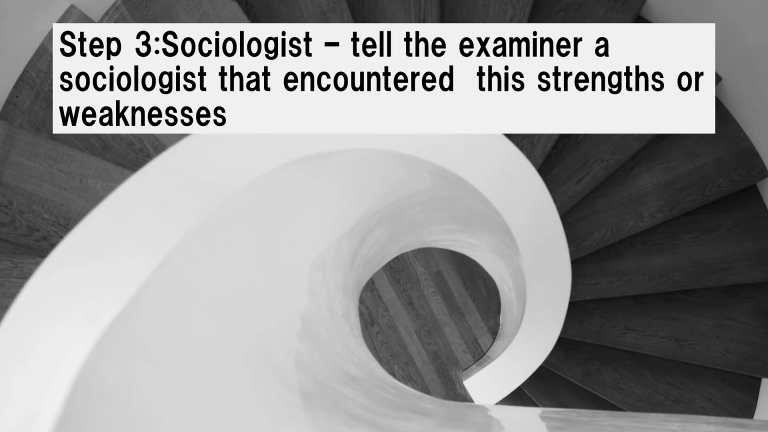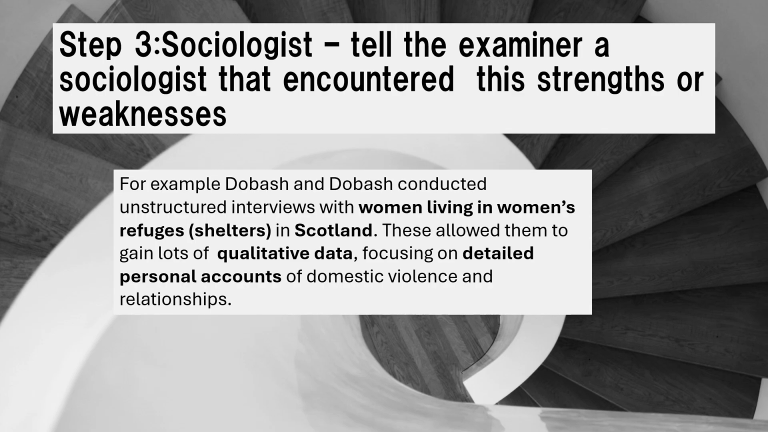Now, lots of students would just stop there, and lots of students are unable to bring in an example of a sociologist who was able to look at a complex social behaviour and get a really deep understanding. So tell the examiner a really good example. And Dobash and Dobash are brilliant for this, because Dobash and Dobash are feminists who looked at the complex behaviour of abuse, domestic abuse. So I've put, for example, Dobash and Dobash conducted unstructured interviews with women living in refuges in Scotland. These allowed them to gain lots of qualitative data, focus on detailed personal accounts of domestic violence and relationships.